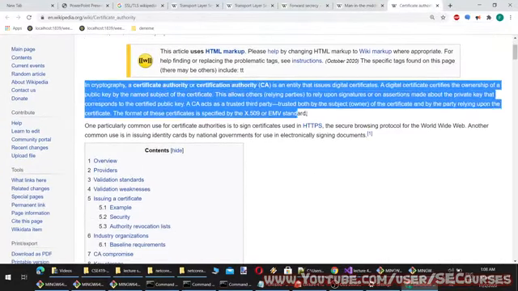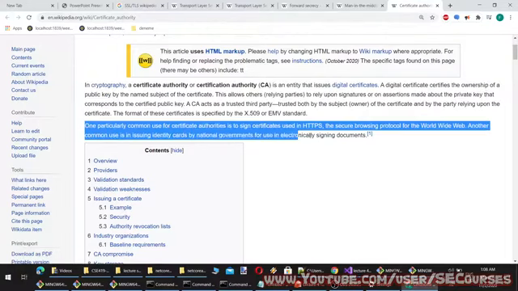And let's look up certificate authority. In cryptography, a certificate authority or certification authority (CA) is an entity that issues digital certificates. A digital certificate certifies the ownership of a public key by the named subject of the certificate. This allows others, relying parties, to rely upon signatures or on assertions made about the private key that corresponds to the certified public key. A CA acts as a trusted third party, trusted both by the subject owner of the certificate and by the party relying upon the certificate.